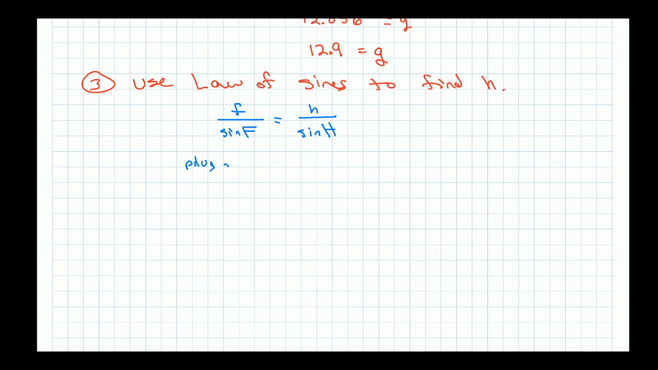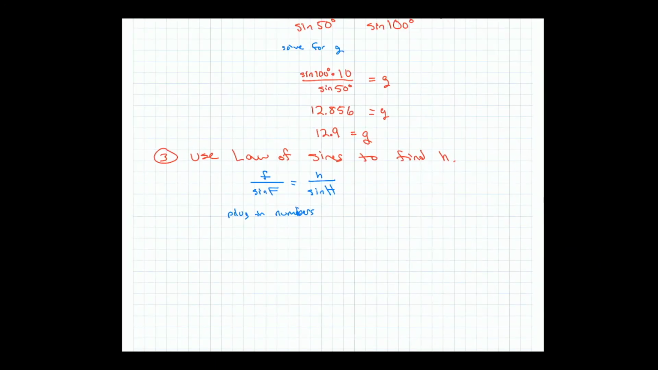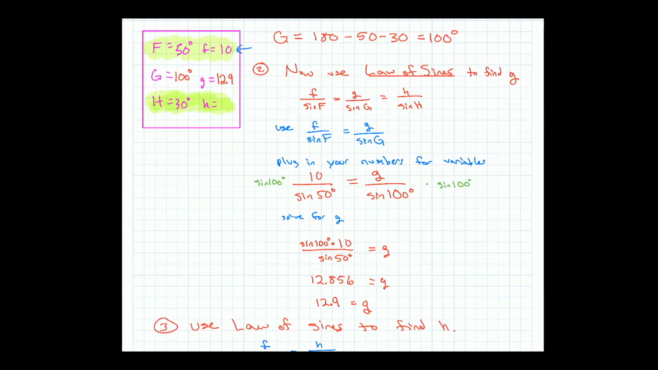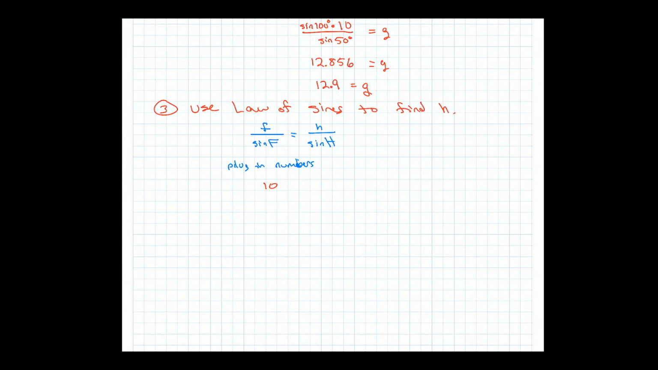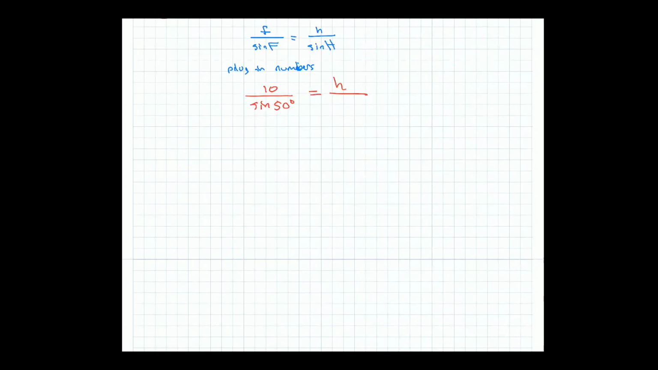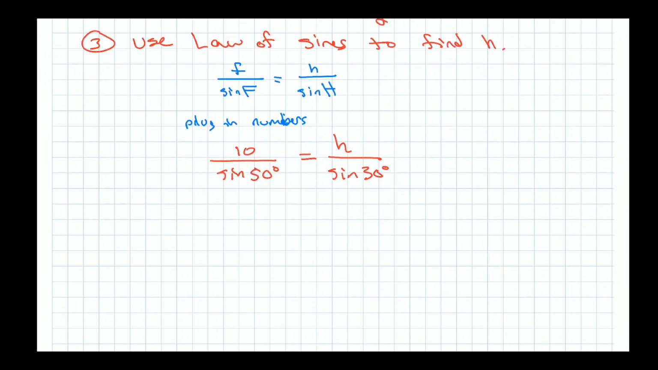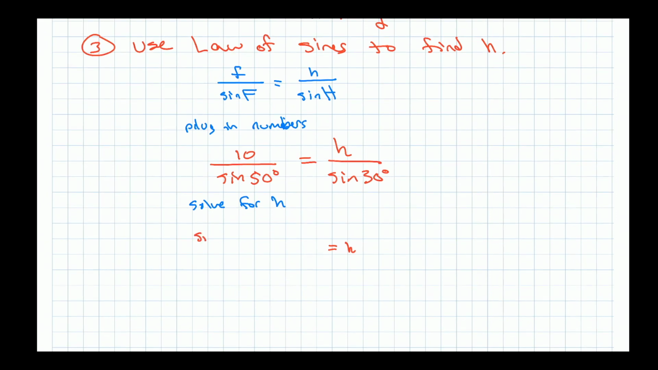We're going to plug in our numbers. What's f? Right there, little f is 10, big F is 50. So that's 10 over sine 50 equals little h, which we don't know, over sine H, and big H is 30 degrees. So you put in your numbers and solve for h. Little h is going to be, you bring the 30 up, sine 30 times 10 over sine 50.